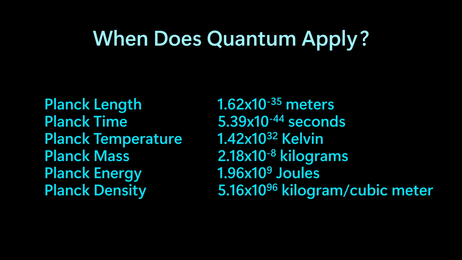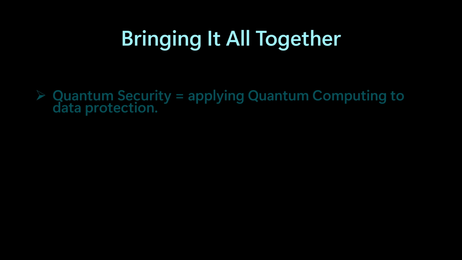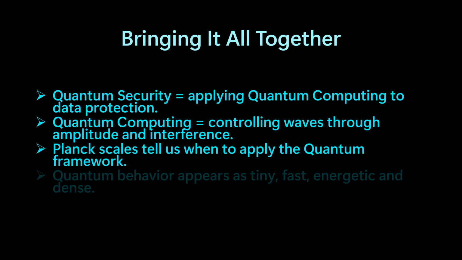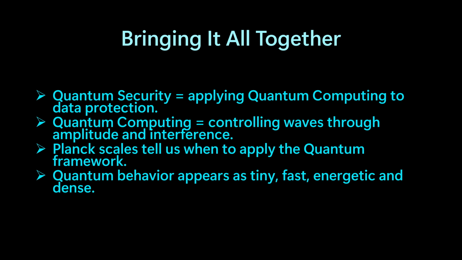We'll go into a lot more detail on everything here in future videos. But for now, you have an intuitive understanding of what quantum computing is, what it does, and when it's applied. To summarize, quantum security is quantum computing applied to data protection, and quantum computing is manipulating wave amplitude and interference via code to obtain a desired result. So, if you understand quantum computing, you understand the building blocks of quantum security.